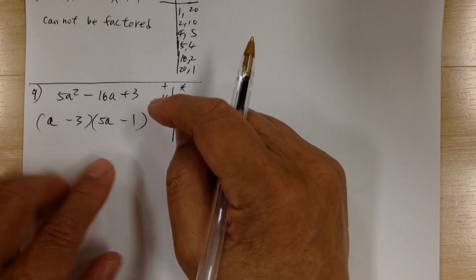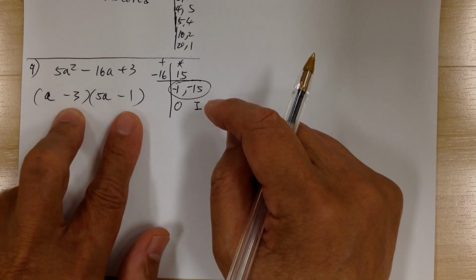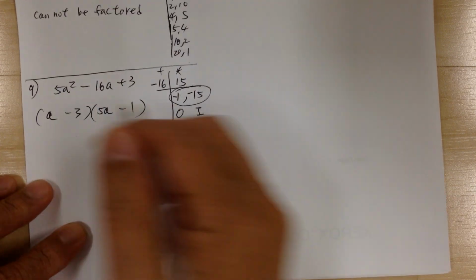Again, so that's the F, then that's the O, the I. Now do a quick check on the L to make sure it's all good. Negative 3 times negative 1 gives you positive 3, okay? So it's all good.